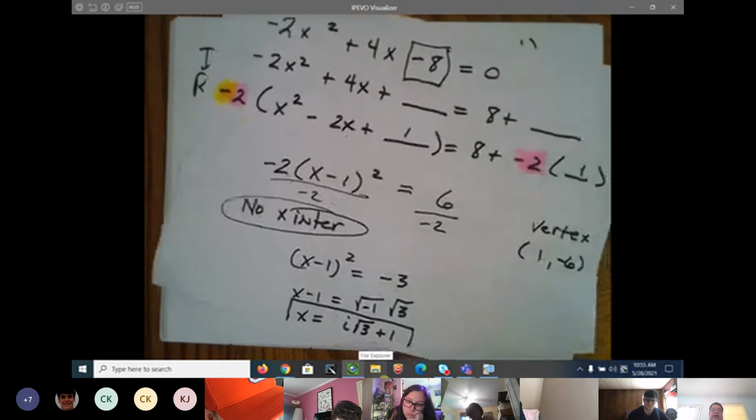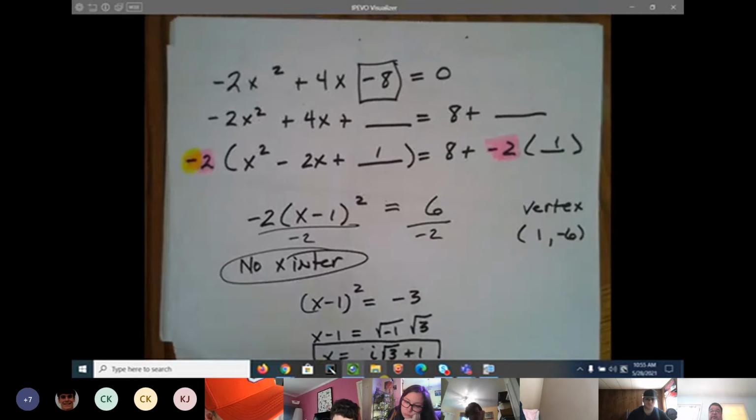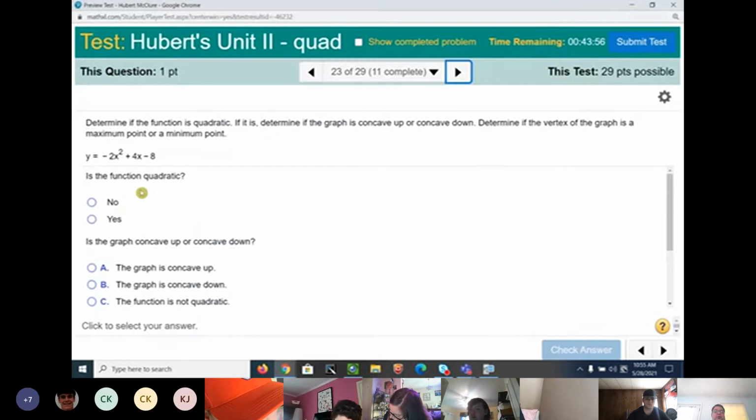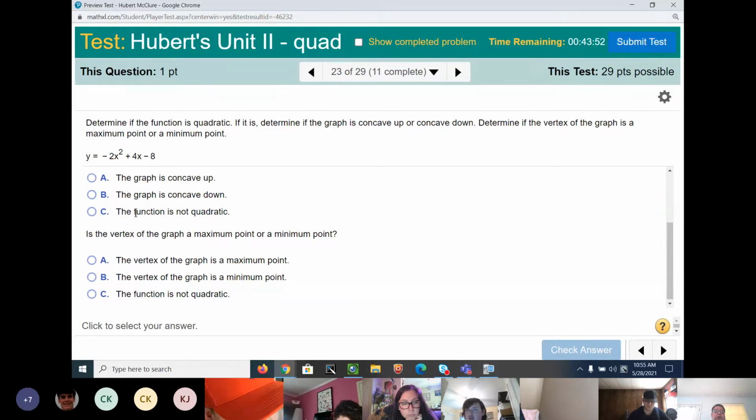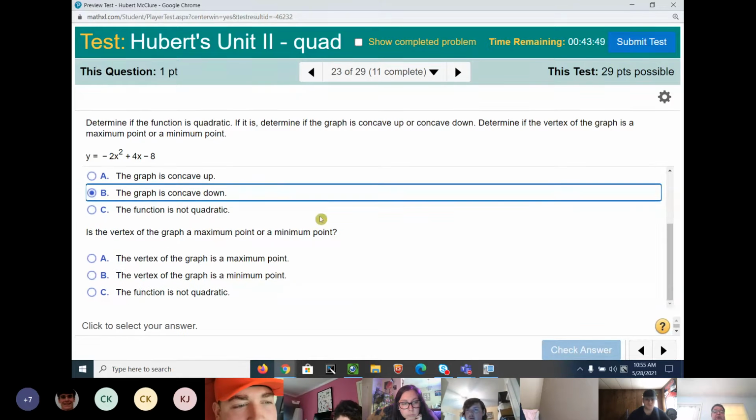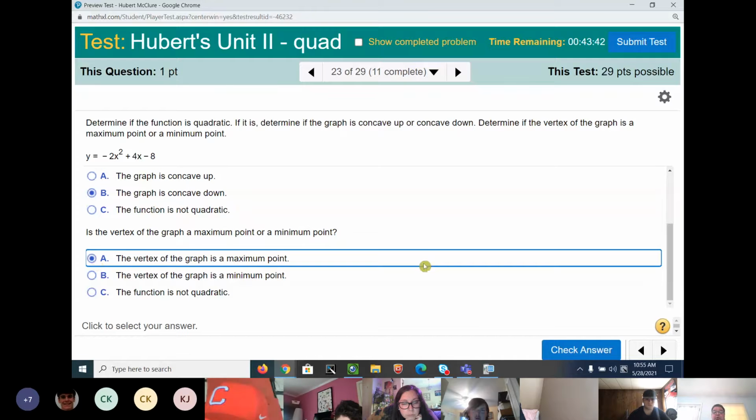Now, if you want to do all that on the graphing calculator, knock yourself out. I just wanted to throw complete the square in there for those that want to use it. Is it quadratic? Well, yeah, it's a parabola. It's concave down. And the vertex on concave down, you've got a mountain, so it's a max. You don't have a bowl, you have a mountain.